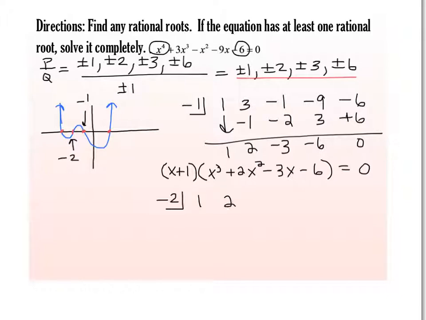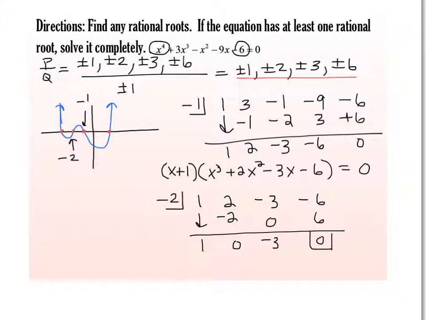So I have 1, 2, -3, -6. So bring this down, and you know the drill here, and we get a 0 as a remainder again. So that means we have the polynomial. First of all, that x plus 1. Now that we know -2 is a root, that means x plus 2. And then we have what's left over from this synthetic division, which is x squared minus 3.